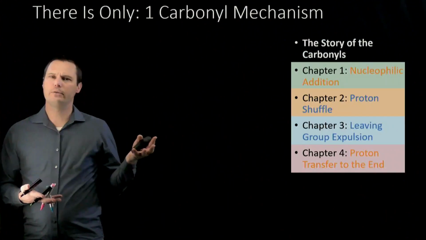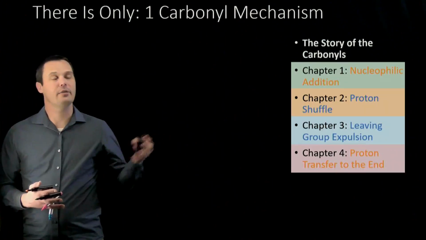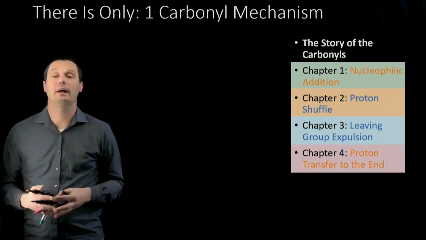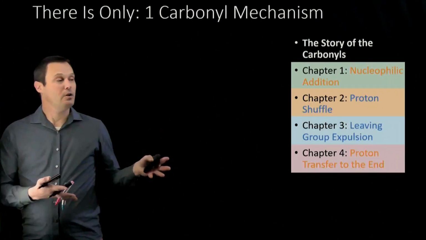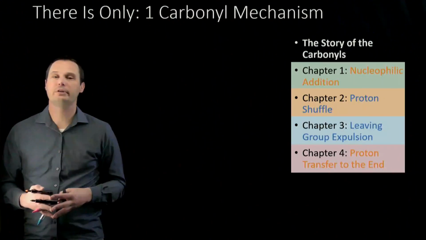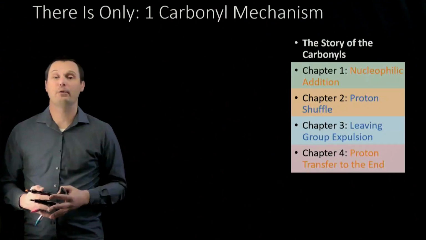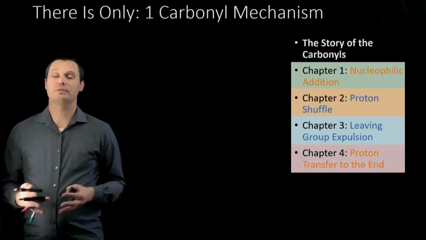Why would I make a better leaving group? Because I want it to leave, so I can do a leaving group expulsion. Electrons collapse down from oxygen to kick out that leaving group. Sometimes the nucleophile can add in a second time, though. In all cases, after I do these chapters, the last step in these mechanisms is some kind of proton transfer to the end, cleaning up the charges, making the molecule neutral to make the final product for these carbonyl mechanisms. This is the story of the carbonyls.